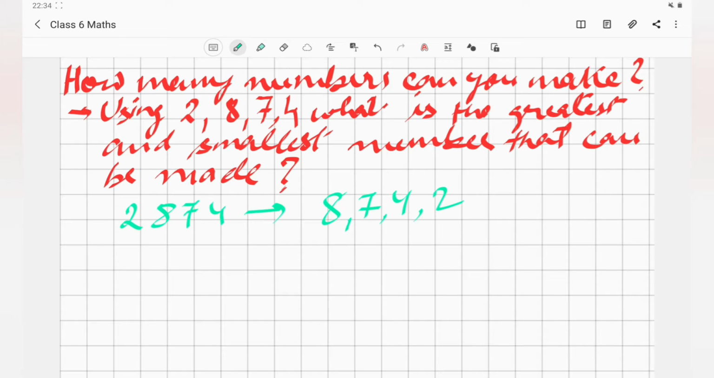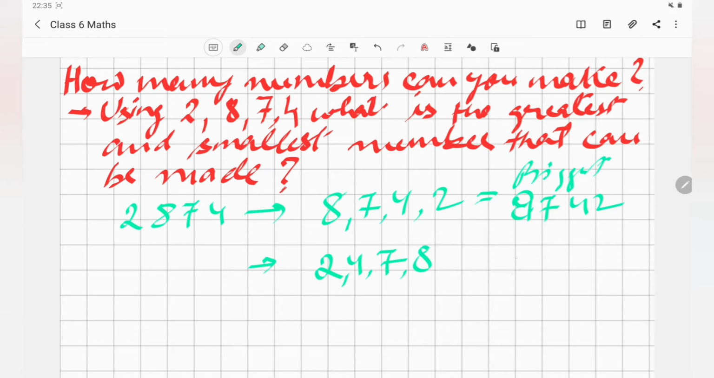Similarly, if you rearrange the digits in ascending order, which is increasing order, the first number is the smallest one and then it goes on increasing, you basically create the smallest possible number out of the digits which are provided. So if you have to create the biggest number, it will be 8, 7, 4, 2, and the smallest number will be 2, 4, 7 and 8. So that's your answer, right?